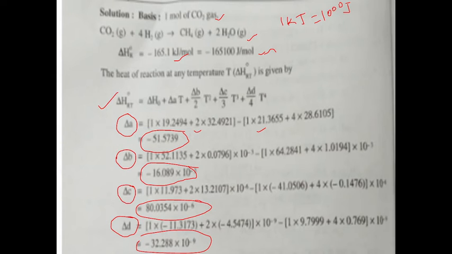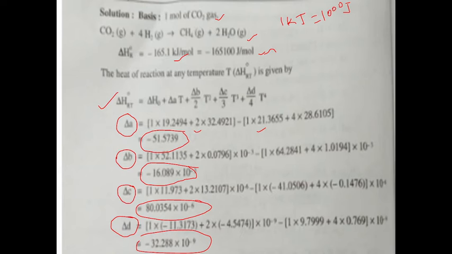Plus another component, hydrogen. Hydrogen stoichiometric coefficient is 4. Hydrogen A value is available in our problem. You should take that value and substitute here. Finally, we get delta A is equal to minus 51.5739. Are you clear? Okay. So next we are going to calculate the delta B value.